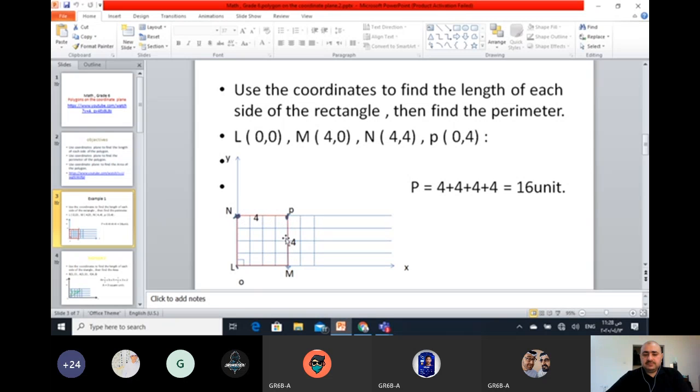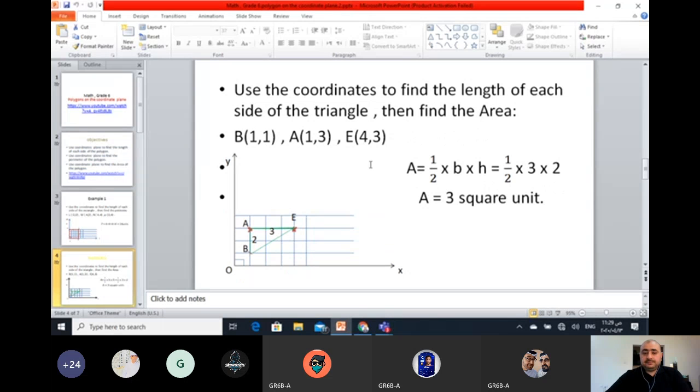You will have here a square. The special case of the rectangle. How to find the perimeter here? Just add the sides. 4 plus 4 plus 4 plus 4. So P equals 4 plus 4 plus 4 plus 4 equals 16 units.